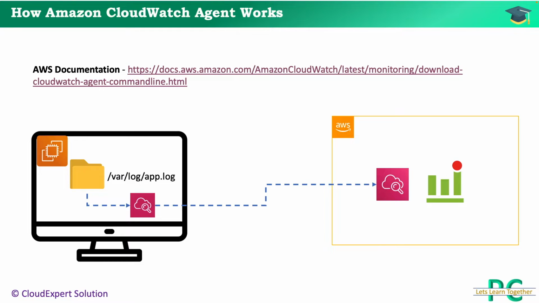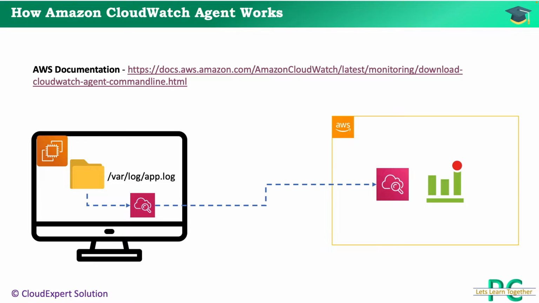Now you have to understand one point. If your security group does not allow the outbound connection, then the CloudWatch agent will not be able to communicate with the CloudWatch service inside AWS. And that is why it's important to understand the security group outbound rule.